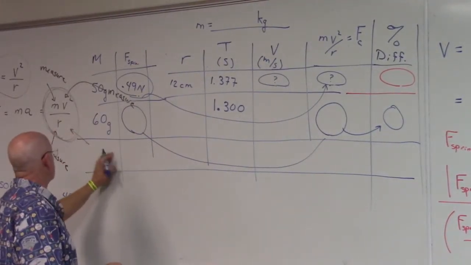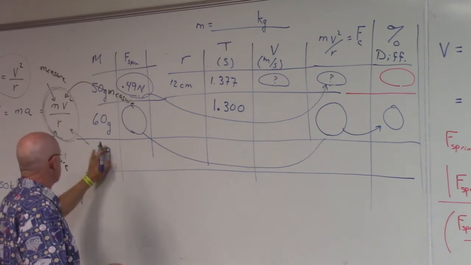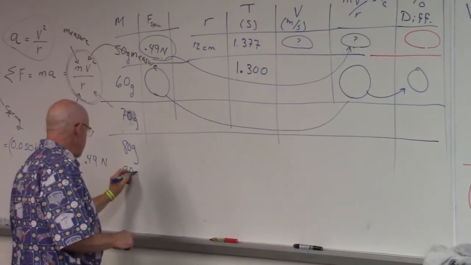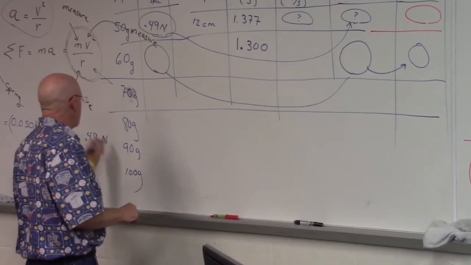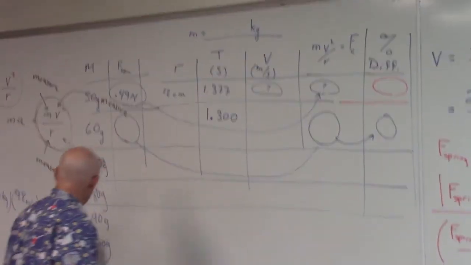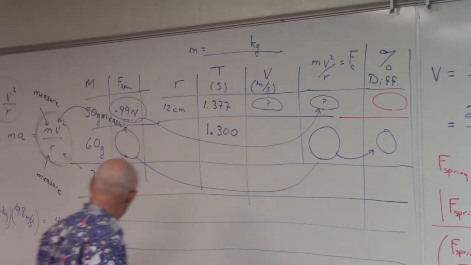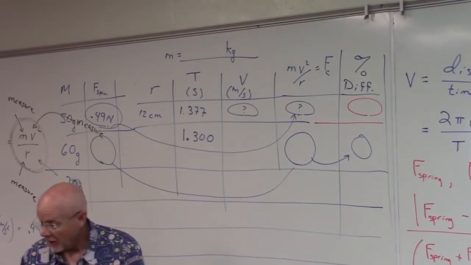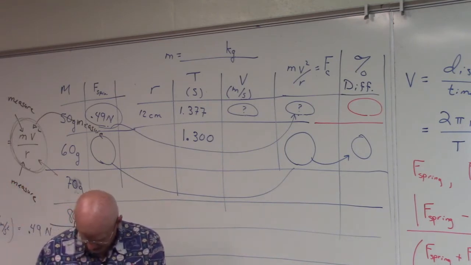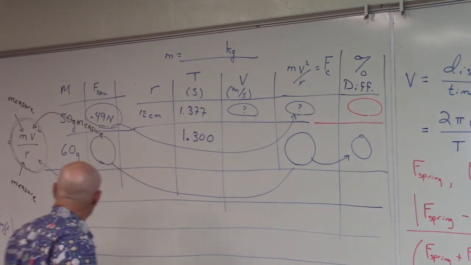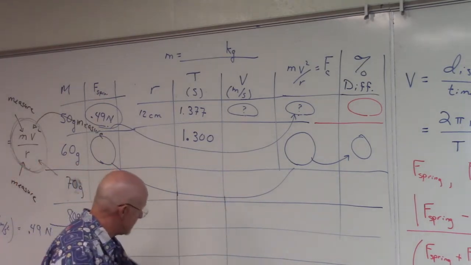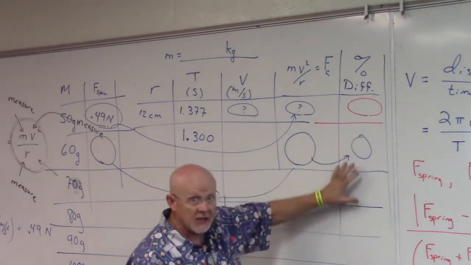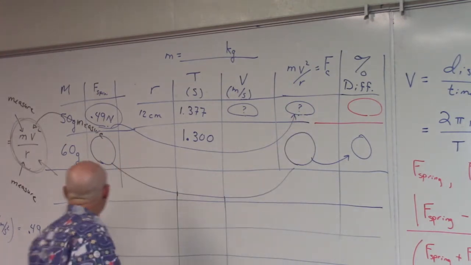Let's move on down to 70 grams, 80 grams, 90 grams. And finally, 100 grams. And so let me recalibrate that spring for each of these higher tensions. And let me then put the time in this chart so that you can fill out the rest of the chart and then again be convinced, hopefully, that the centripetal force equals this mv squared over r.